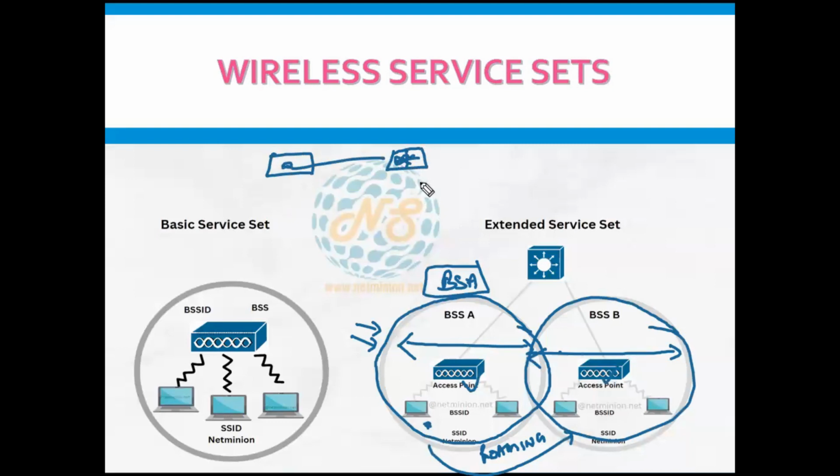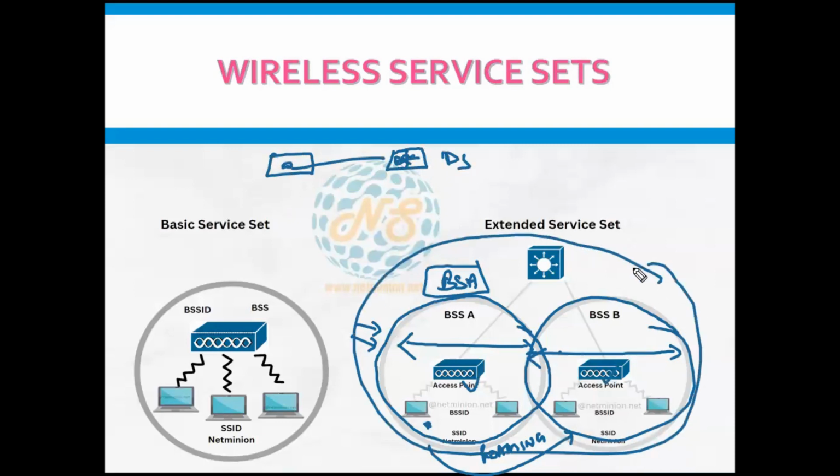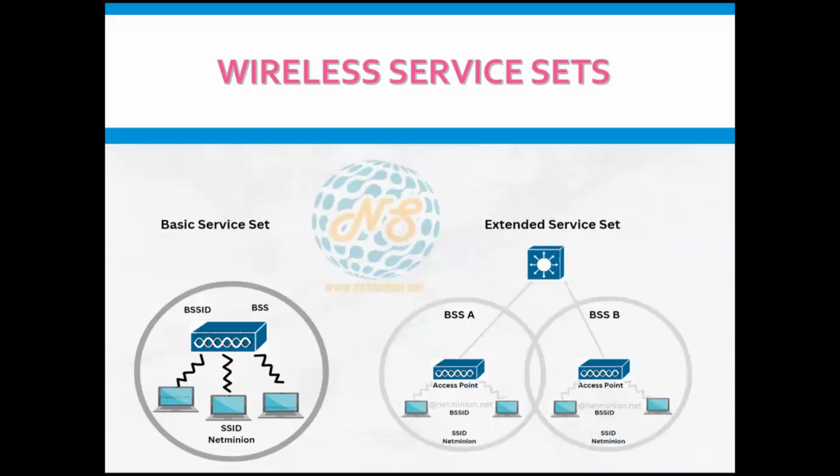And this Ethernet switch I am talking about is named as DS. When you have such a scenario, it is named as the extended service set, the third type, ESS. I talked about BSS, and now I am talking about ESS. And our whole class will depend upon ESS.